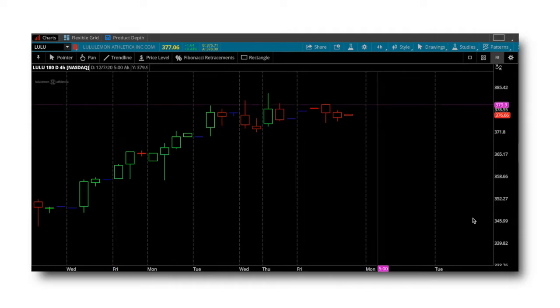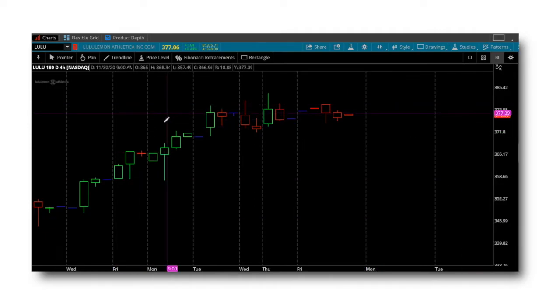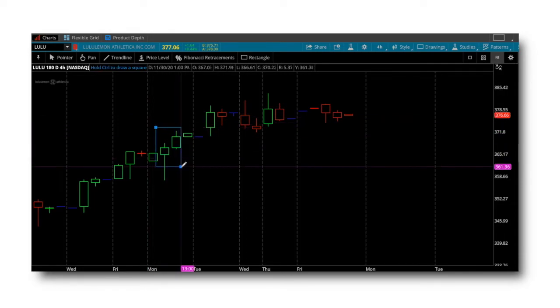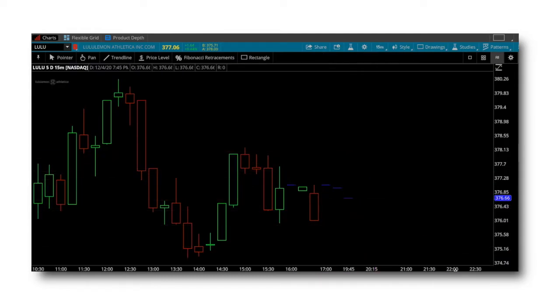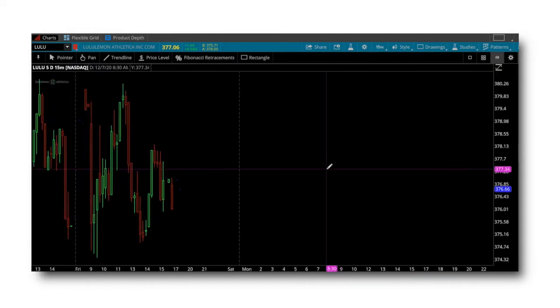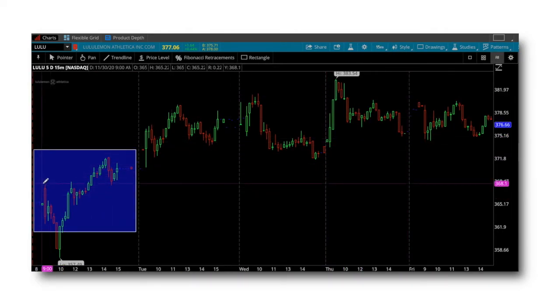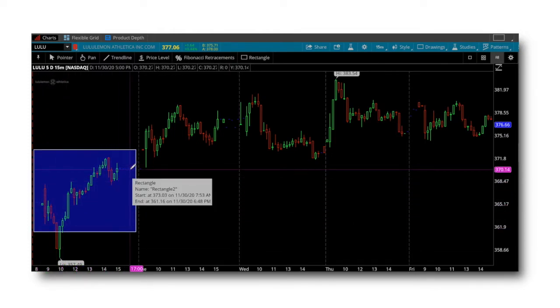So let me show you something real quick. I want to show you something special. Let's go to these two candlesticks right here. I'm going to zoom into a much smaller time frame, basically zooming into that period. So here we go. All of this price action occurred within those two candlesticks, right?